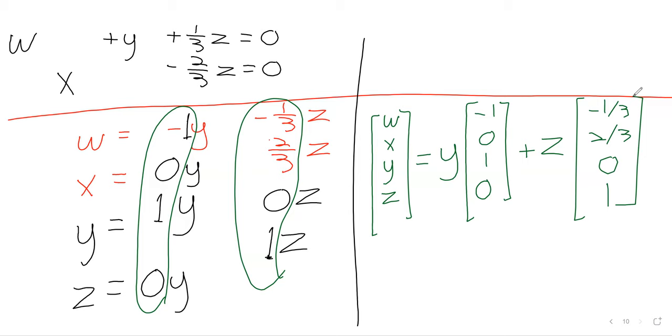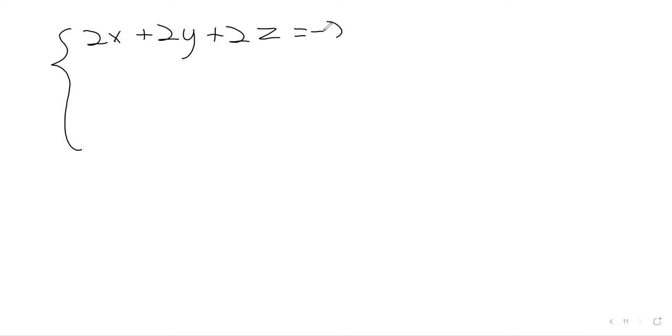Then this is probably best done via example. Let's look at a non-homogeneous case. Not being homogeneous means there are numbers over on the right other than 0.